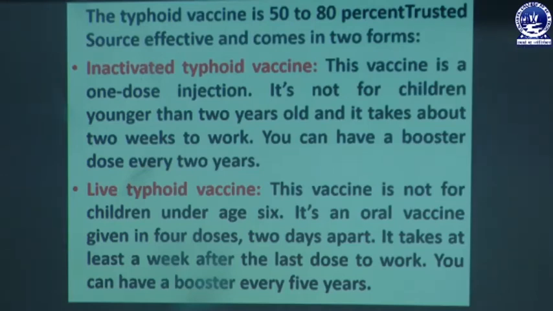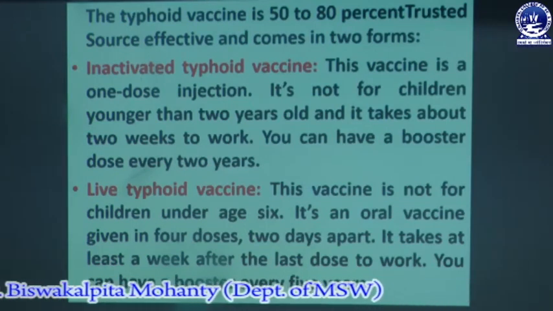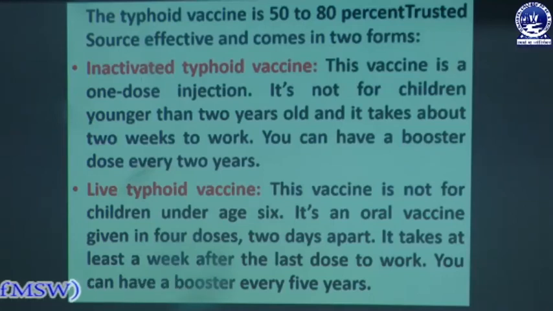This form of vaccine is not available for children under age 6, and it's an oral vaccine given in 4 doses, 2 days apart, and it takes at least 1 week after the last dose to work. When you want to boost your immune system and avoid the typhoid bacteria, you can do so by taking this vaccine every 5 years.